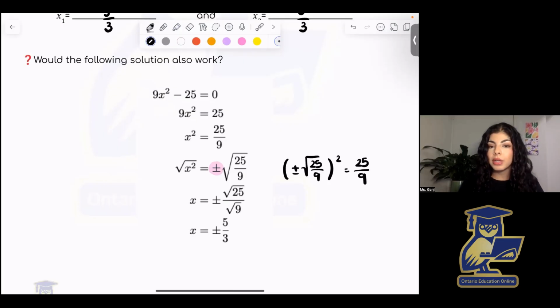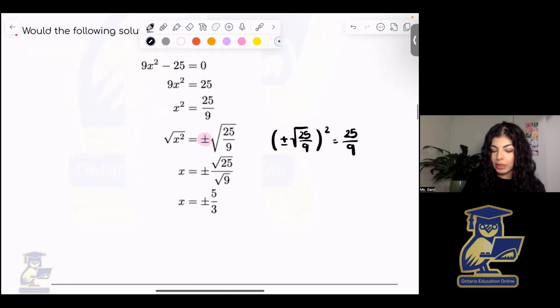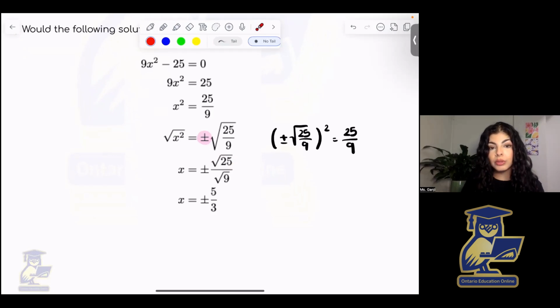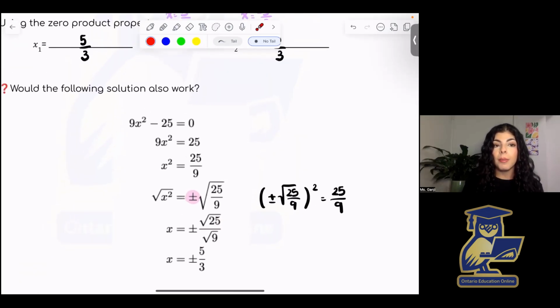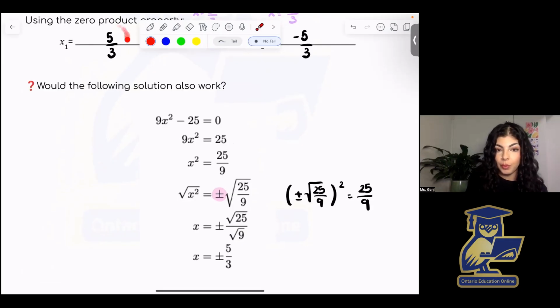So whether it's positive or negative doesn't make a difference when you square it, but when you find the square root, you do have to acknowledge that there's two possible solutions. And here we're just using our property of square roots to distribute it over the fraction to get square root of 25 and square root of 9, which gives us 5 over 3. And that's the same answer we had here of positive 5 over 3 and negative 5 over 3. So either way would have worked here.